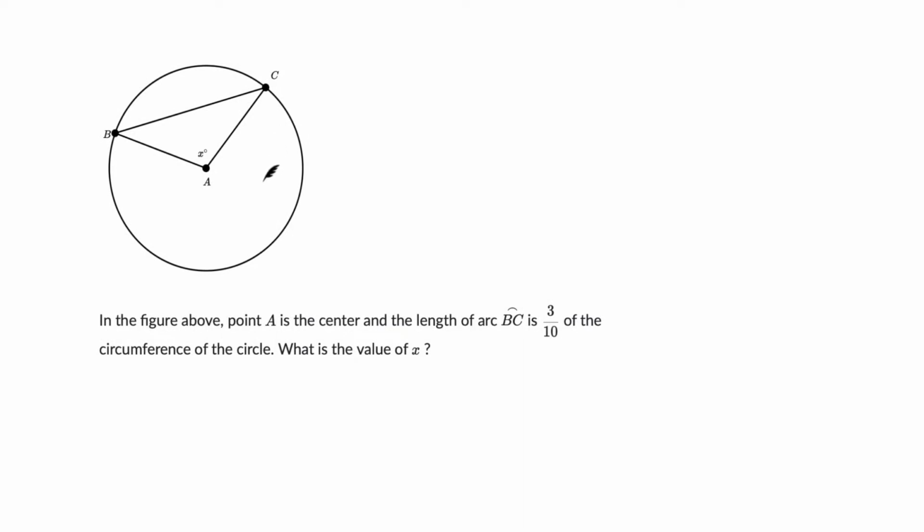Let's have a look at this example. In the figure above, point A is the center and the length of the arc BC is 3/10 of the circumference of the circle. What is the value of x? So we are given the ratio of arc length to the circumference and we need to find the measure of the central angle, this angle.